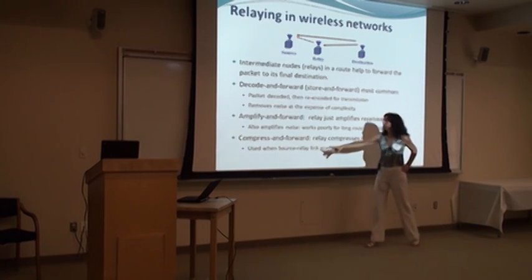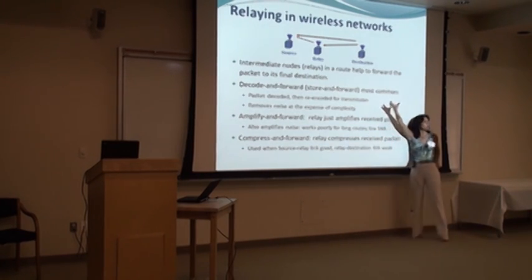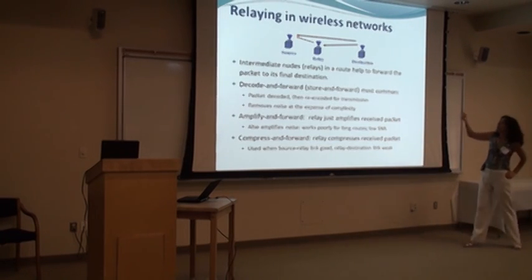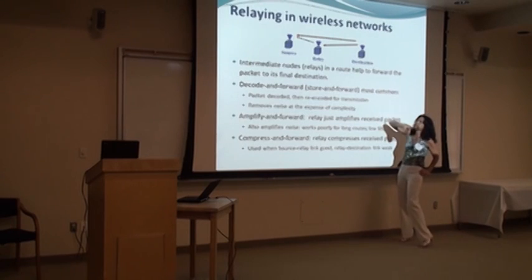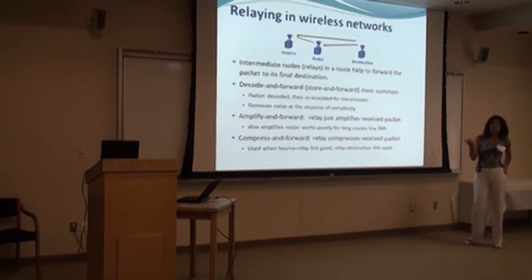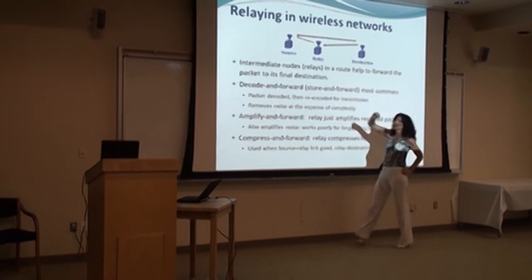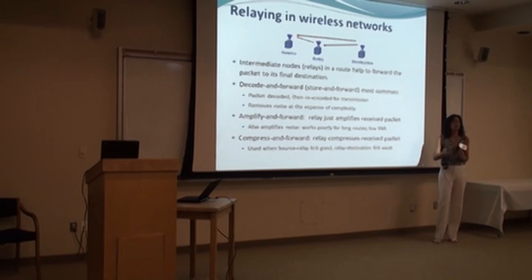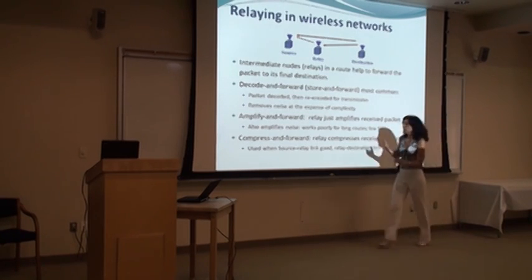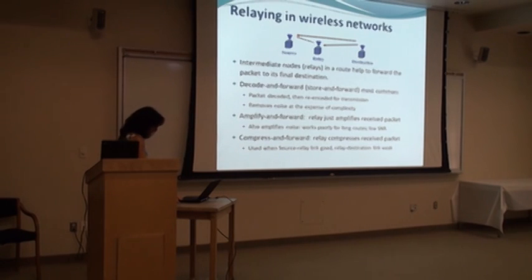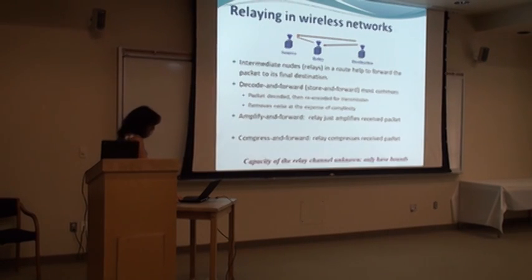And why would you want to do that? Well, you do it when the source-to-relay link is good, so the relay can get the source data perfectly, but the link from the relay to the destination is not so good. If the rate on that link is lower than the rate between the source and the relay, then you have to compress the data because you can't transmit it at channel capacity. Okay, so these are the three techniques that are commonly used in the literature.